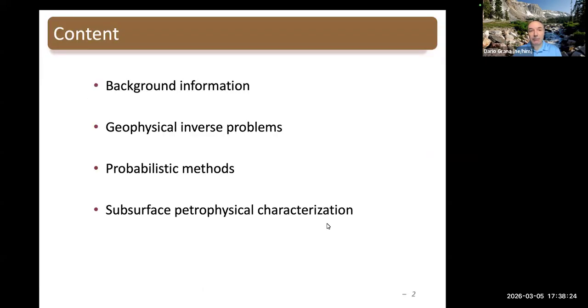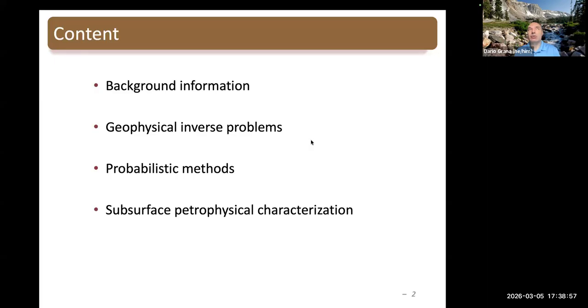So this is going to be the outline of the lecture. First of all, I'm going to give you some background information about my career so that you know how I got to this point. And then we're going to talk about geophysical inverse problems, where we try to predict some properties from the geophysical data that we measure. And these properties are going to be mostly petrophysical properties, meaning porosity, mineral volumes, the fluid content of the rocks.